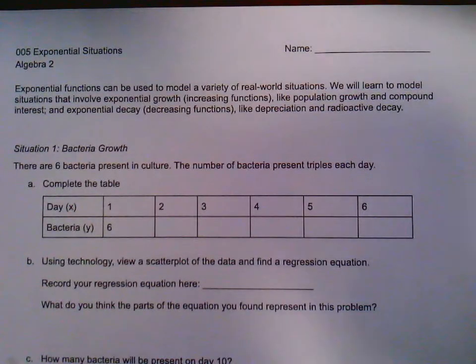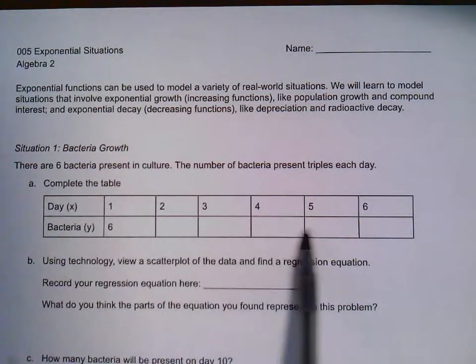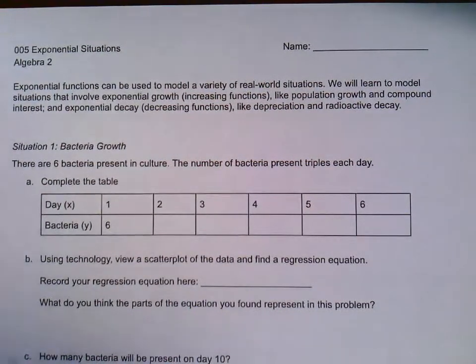So the first situation is just bacteria growth. There are currently 6 bacteria in a culture. The number of bacteria present triples every day. So we're going to complete the table by just multiplying by 3 each time. So you can go ahead and fill in the table.